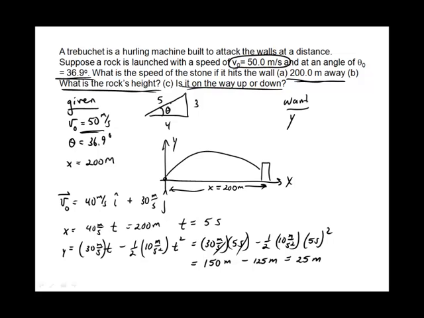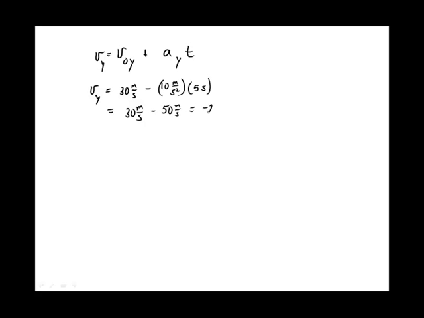Then the question is, is it on the way up or on the way down? Now remember your velocity equation. Velocity is equal to initial velocity plus acceleration times time. But we're looking at the y velocity, so the initial y velocity and the acceleration in the y direction. So v sub y is equal to 30 meters per second plus the acceleration due to gravity, but that's negative, and I'm using 10 meters per second squared times 5 seconds. And so this is 30 meters per second minus 50 meters per second equals minus 20 meters per second. So it must be coming down when it hits the wall. It's on its way down.